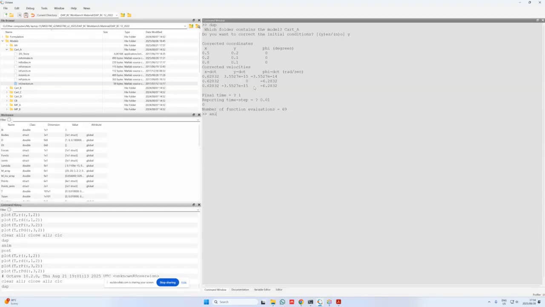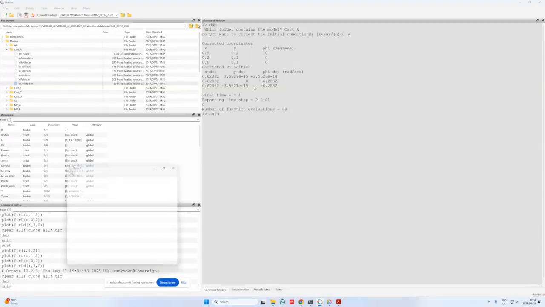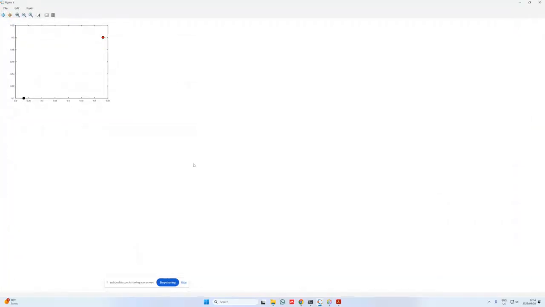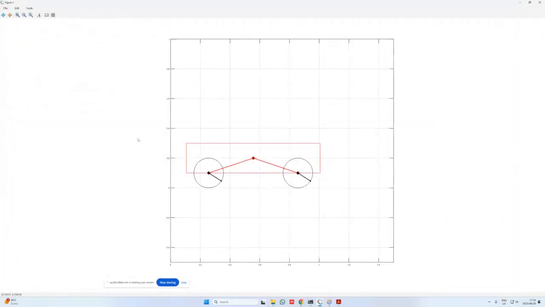It runs for 69 function evaluations, and then I can just type in anim and see what actually happens to the system. So if I hit any button over here and I make this larger, we can see that indeed the cart is moving from left to right as the wheels are moving at an angular velocity of minus 2 pi radians per second. So the wheels are indeed rotating clockwise during this process as well.